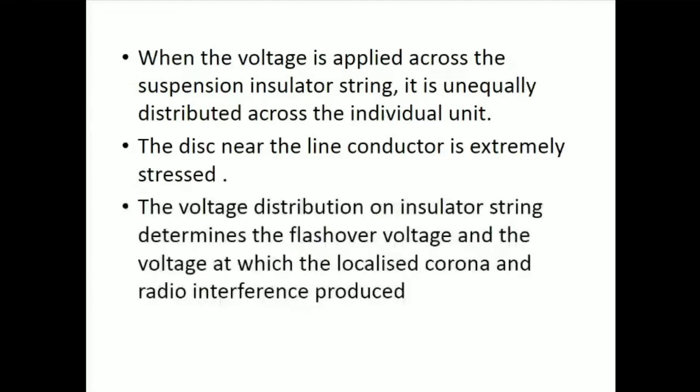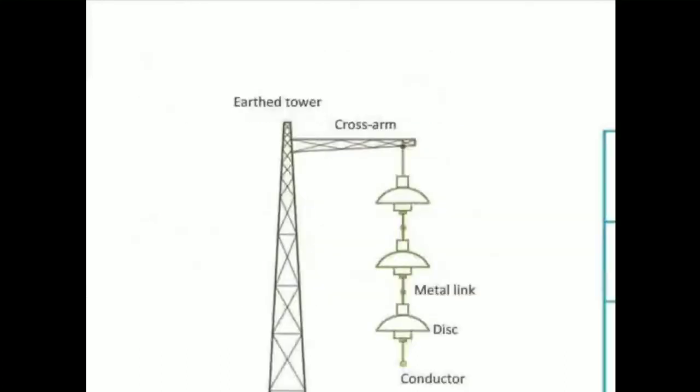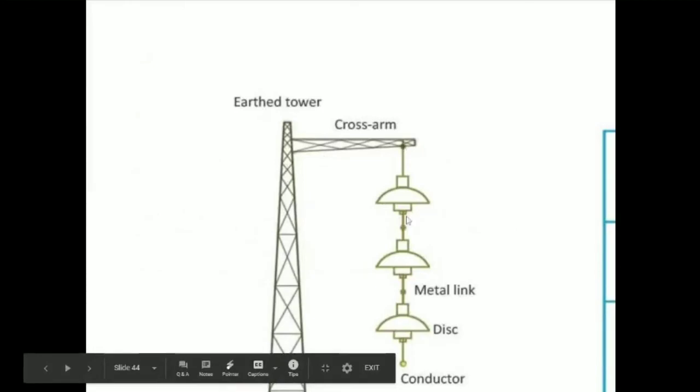The voltage distribution on the insulator string determines the flashover voltage and the voltage at which localized corona and radio interference are produced. Here we can see the tower, cross arm and the suspension insulators. Here we can see 3 discs provided on the insulator, and the conductor will be provided on the bottom portion. One end of the string is attached to the cross arm and the other end is attached to the conductor.